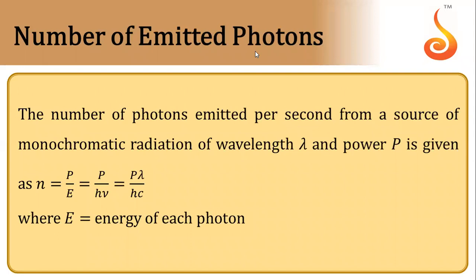Now next is number of photons which are being emitted from a source of monochromatic radiation of wavelength lambda and power P. Okay, so let's say total energy which is being emitted is P, and energy of one photon is E. So total energy divided by energy of one photon will give you the total number of photons which are being emitted per second. Okay, and we have already found the formula of energy, that is hc by lambda. So from here, the number of photons emitted will be given by this formula, P lambda by hc.